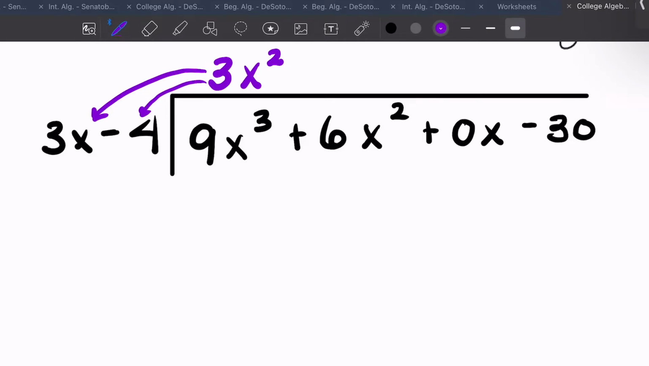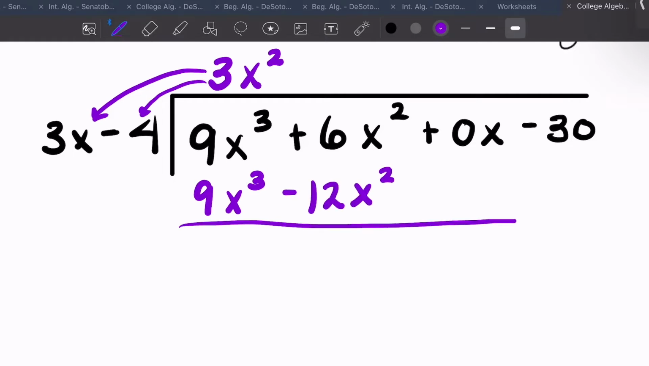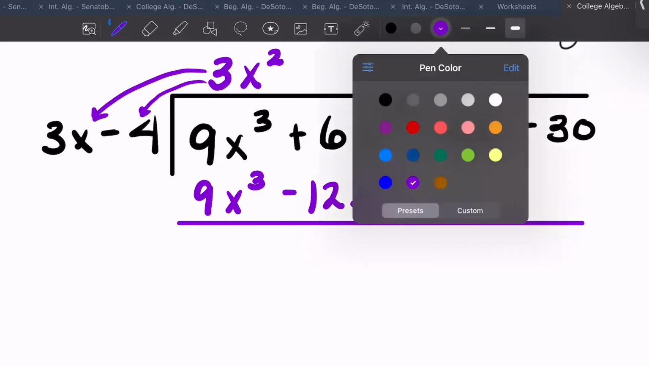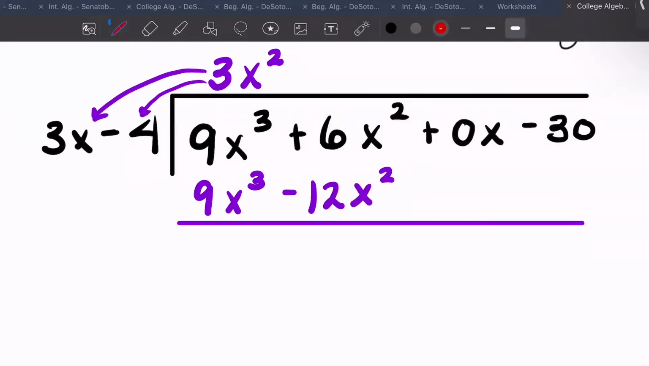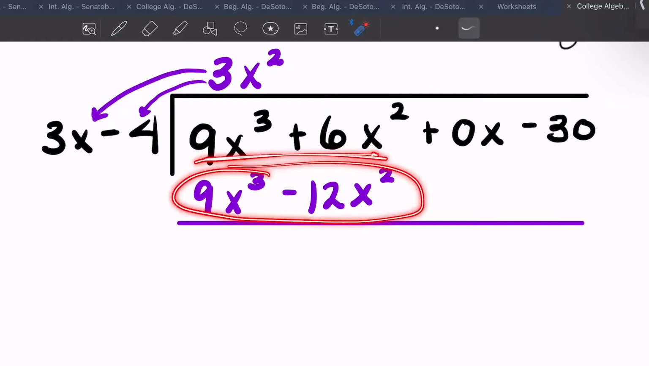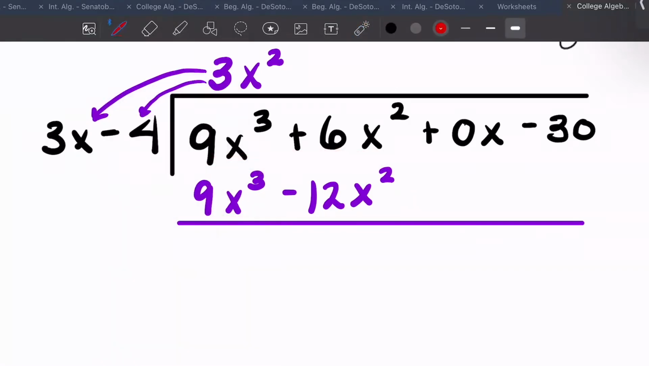So you get 9x cubed. You want those two to match. Minus 12x squared. And you are going to subtract this line from this line. Because you're subtracting, you can go in and change all of your signs. If it's plus, you make it negative. If it's negative, you make it positive.